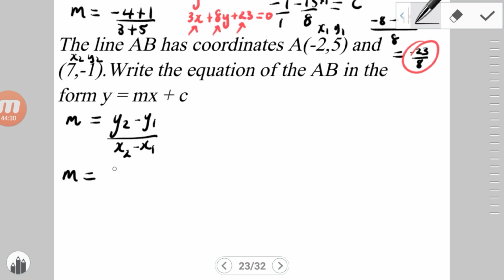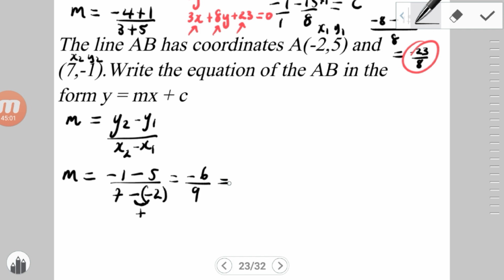So y2 here works out to be negative 1. Take away y1 here works out to be 5. Over x2 here works out to be 7. Take away x1 here is negative 2. So that's 7 take away negative 2. So that's negative 6 divided by 9. So that's negative times negative is positive. 7 plus 2 is 9. Negative 1 minus 5, add and keep the common sign.